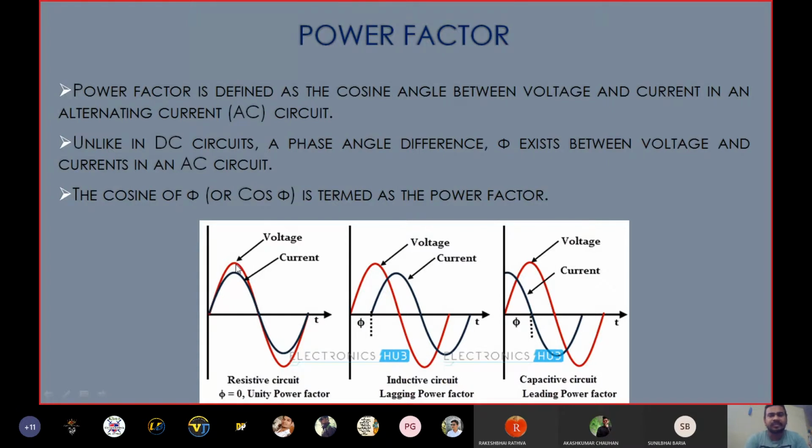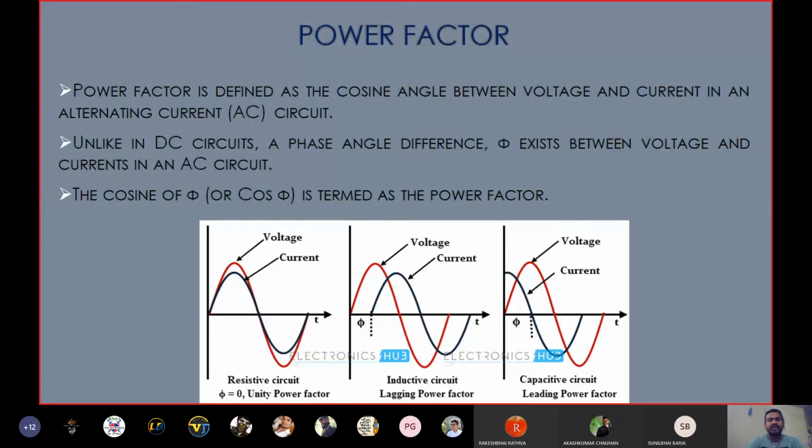So we can say that both these quantities are in phase with each other. There is no phase difference between these two quantities, so the phase angle is zero. In a resistive circuit, the phase angle between voltage and current is zero. That means cos 0 is equal to 1, so for a resistive circuit, the power factor is unity.